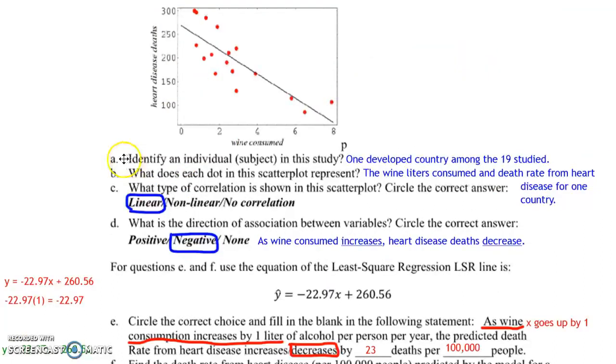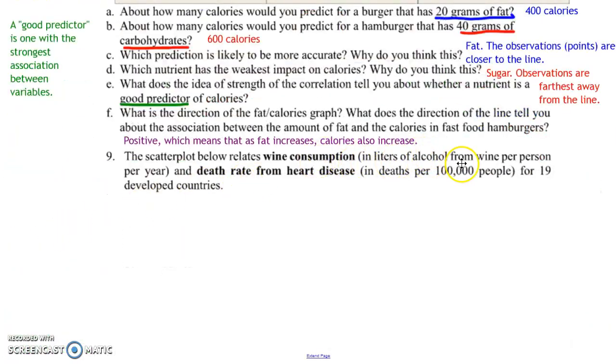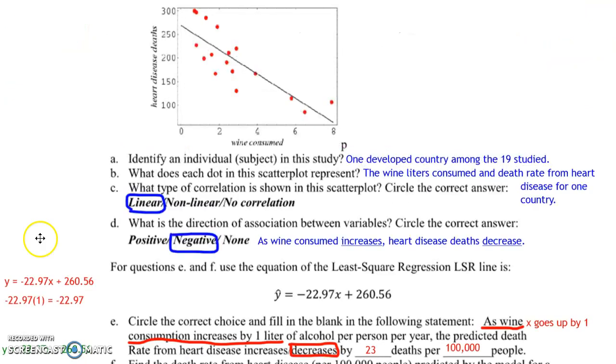All right, taking a look at letter A, it asks us to identify an individual in the subject. Remember, all of these dots represent one of those 19 developed countries, and each of the 19 developed countries, let's refer back to it real quick here, have wine consumption in liters of alcohol per person and death rate from heart disease per 100,000 people in those countries. So it's trying to relate whether wine affects the death rate from heart disease.